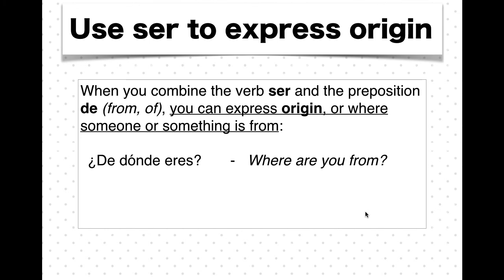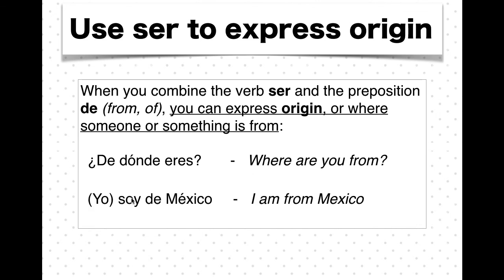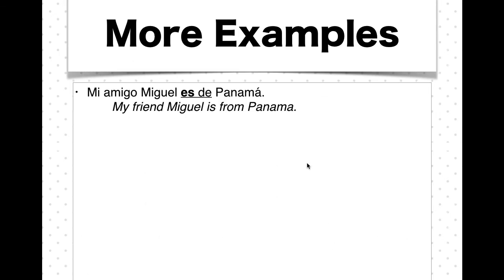If you remember the question, ¿de dónde eres?, chances are you might also remember the way to respond to this, which is soy de followed by your origin. So an example would be yo soy de México, or I am from Mexico. Let's quickly take a look at some more examples. I have mi amigo Miguel es de Panamá. My friend Miguel is from Panama.